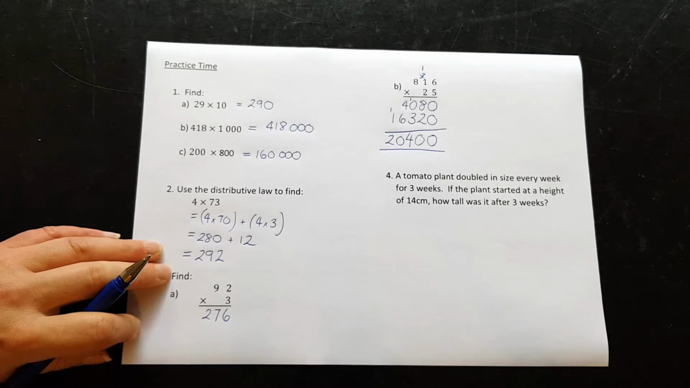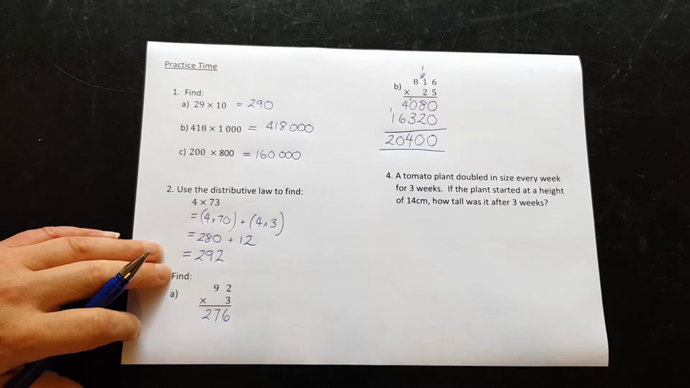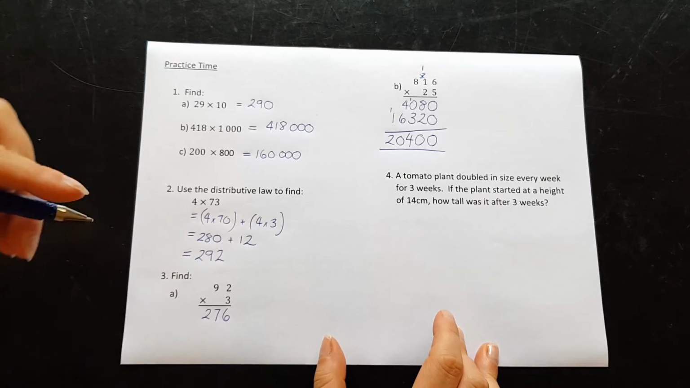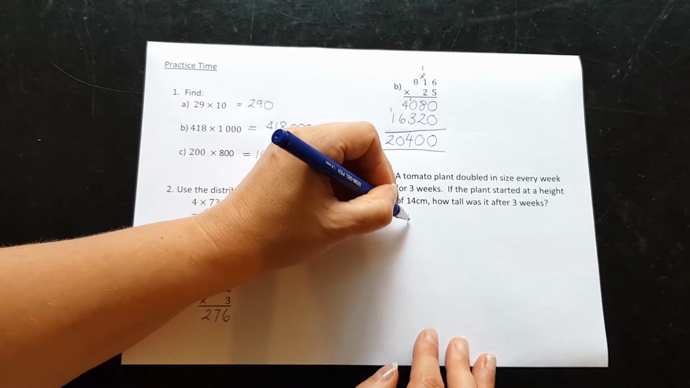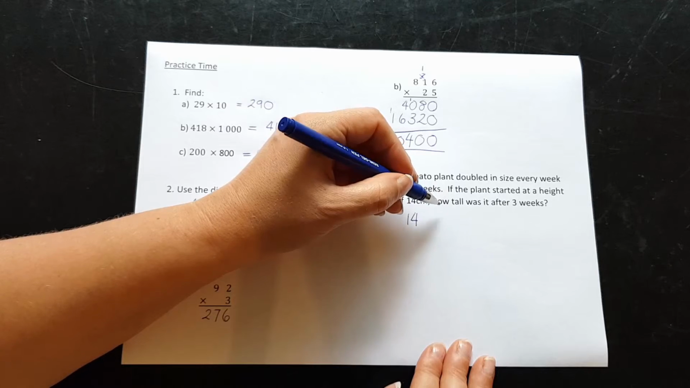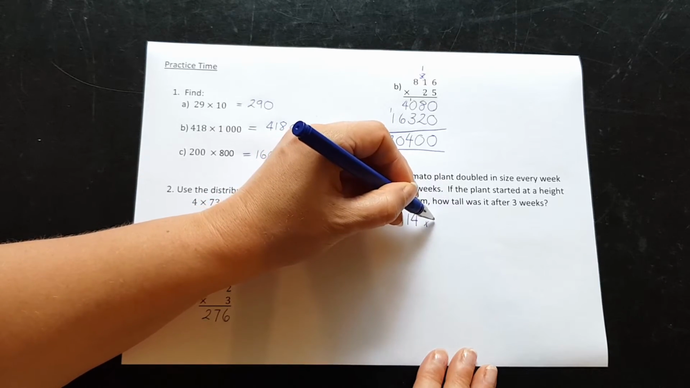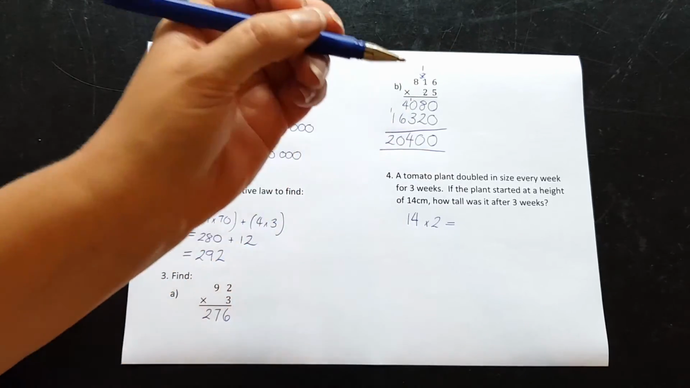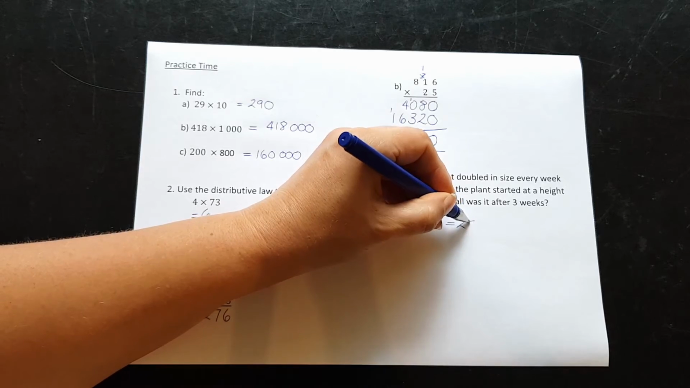And finally, question 4. A tomato plant doubled in size every week for 3 weeks. If the plant started at a height of 14 centimeters, how tall was it after 3 weeks? Okay, so it starts at 14 centimeters and it says it doubles in size every week. So we have to double that. To double it, we have to times that by 2. Or you could also say 14 plus 14, which is going to give us 28.